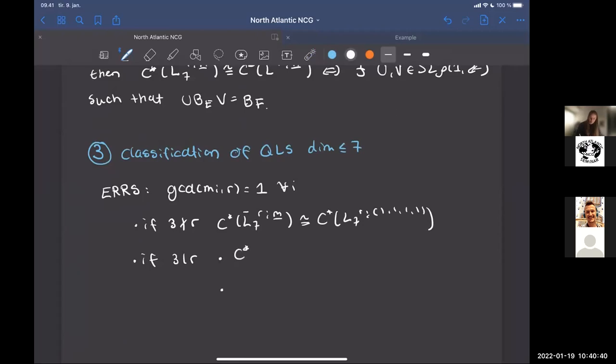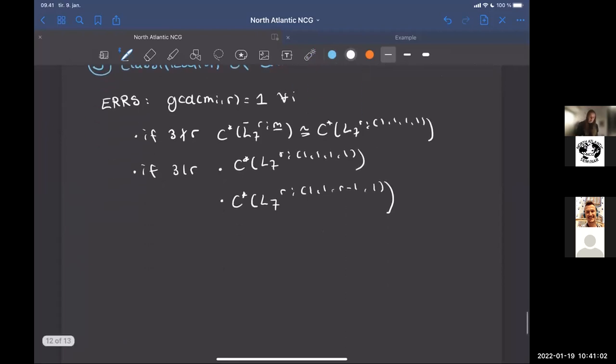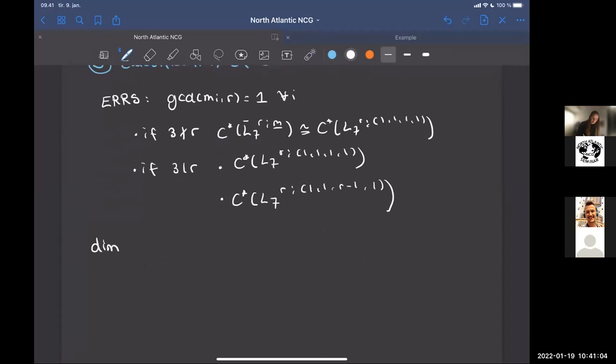So you have one where, similarly as before, and then you have another one where you have L0 r 1, 1, r minus 1, 1, like this. So you see that either you only have one of these quantum lens spaces or you have two of them. And it also follows that for dimension 3 and 5, they are all isomorphic.